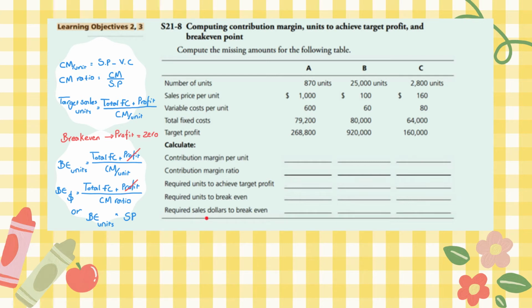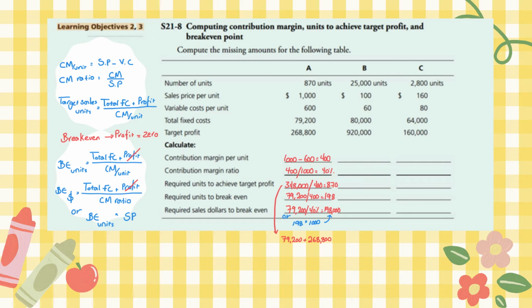And if you want to do the sales in dollars for the break-even point, it's gonna be total fixed cost divided by the contribution margin ratio, not the per unit. Or you can just take the break-even point in units and multiply it with the selling price as written here. You're gonna get the same answer. So you can pause the video and try to solve it by yourself. Solve it for A, then B, then C.